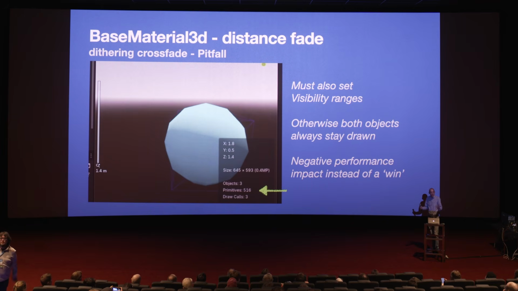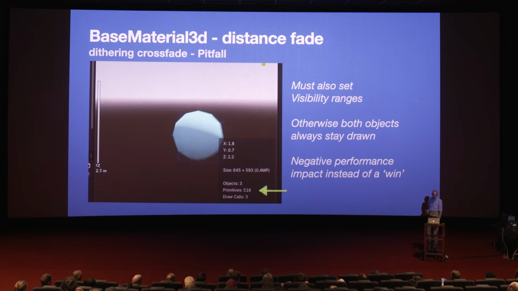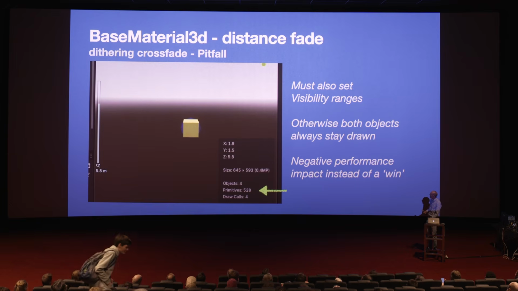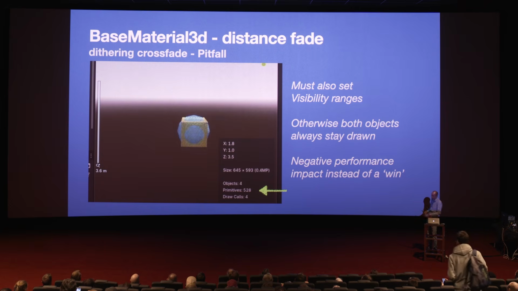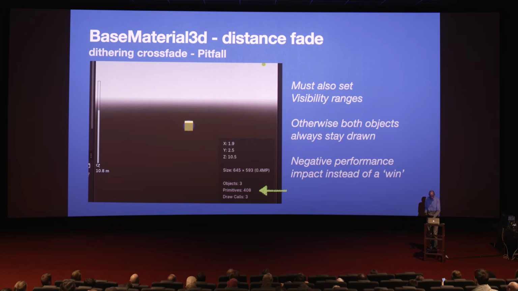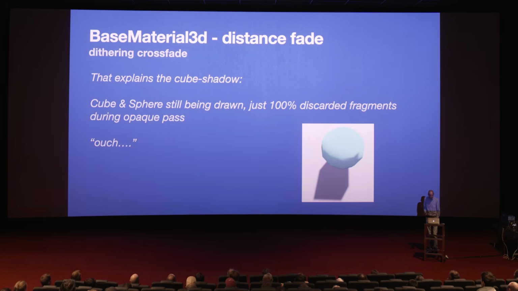So on the material, we've set the fade, but basically both objects continue being drawn all of the time. Very bad for performance. All the fragments are being discarded. So you have a negative impact. Now, with the visibility range set, we can see the objects go up and down outside of the transition, and the primitives go down with the lower LOD. So, life is good, right? We're there. Well, not so fast. Okay, this explains the cube shadow, because outside of the transition, the cube was still being drawn, hence the shadow.